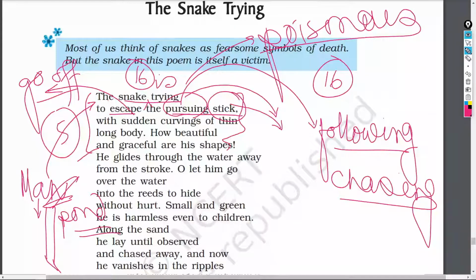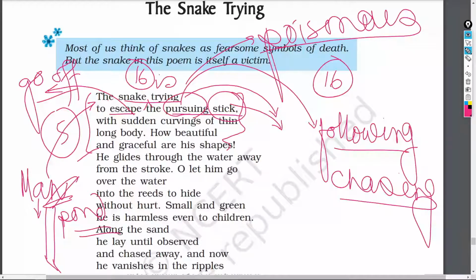snake was resting, and it was comforting, and maybe it was sunbathing. Means it was taking bath into the sun. Means it was warming itself into the sun. It was enjoying the sun rays. Alright. Therefore, the man took the stick and pursued the snake, thinking that it is very harmful.